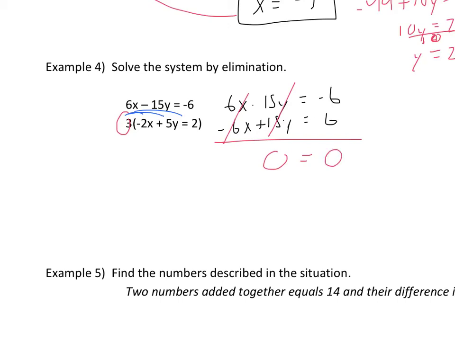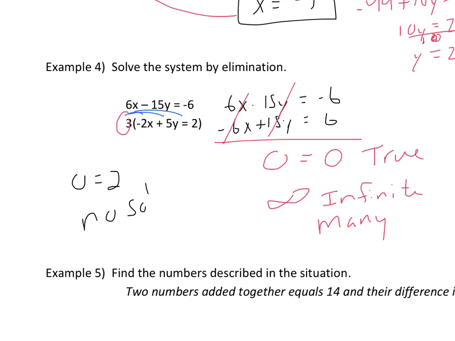And this brings up a situation where if you cancel all variables and you end up with just numbers, but it is a true statement, then it is called an infinite number of solutions, or many. If you end up with a statement like this where it turns out to be 0 equals 2, then we would say no solution. So a special case scenario there. Here represents the same line on top of each other if we graphed the lines, and here we have no solution because they're parallel.